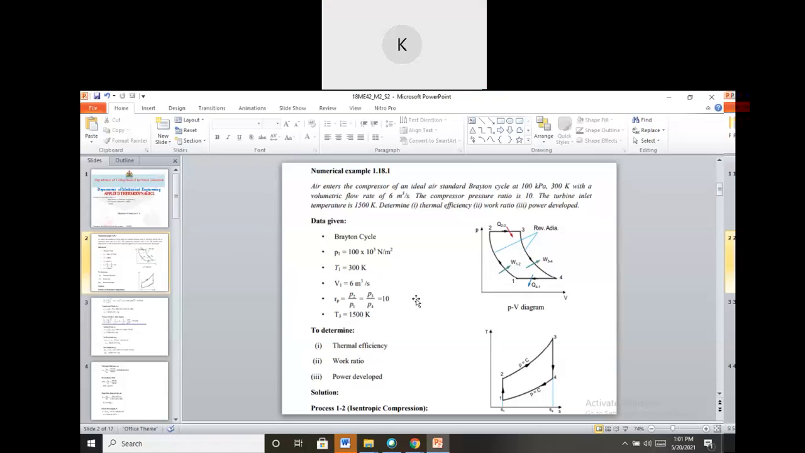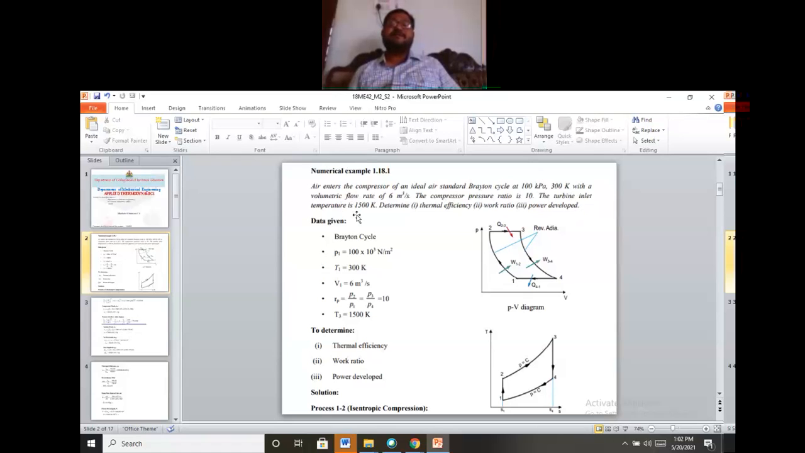Okay. No sir. I'll read the problem once again. Air enters the compressor of an ideal air standard Brayton cycle at 100 kPa, 300 Kelvin with a volumetric flow rate of 6 meter cube per second. Compressor pressure ratio is 10. The turbine inlet temperature is 1500 Kelvin. Determine the thermal efficiency, work ratio, and power developed.